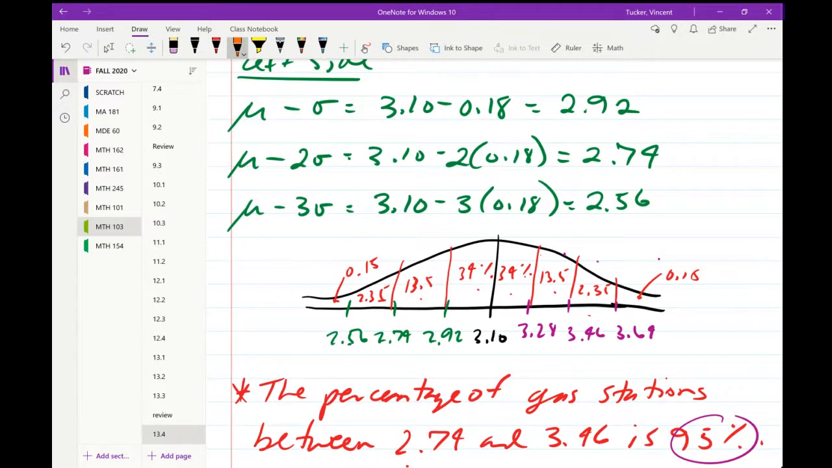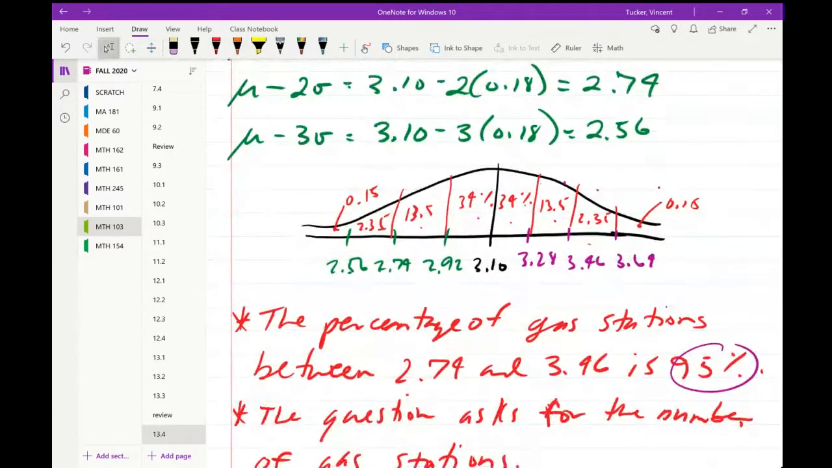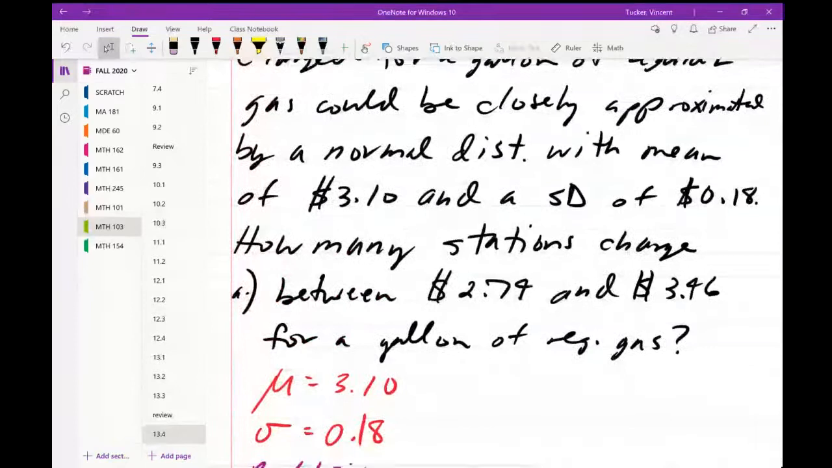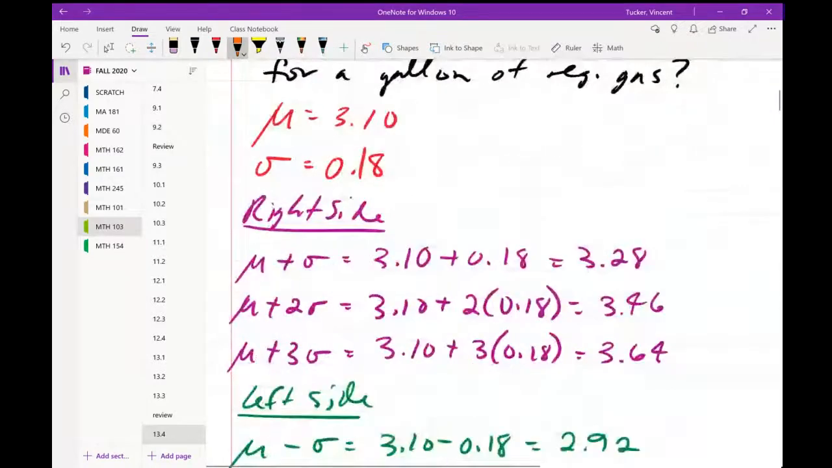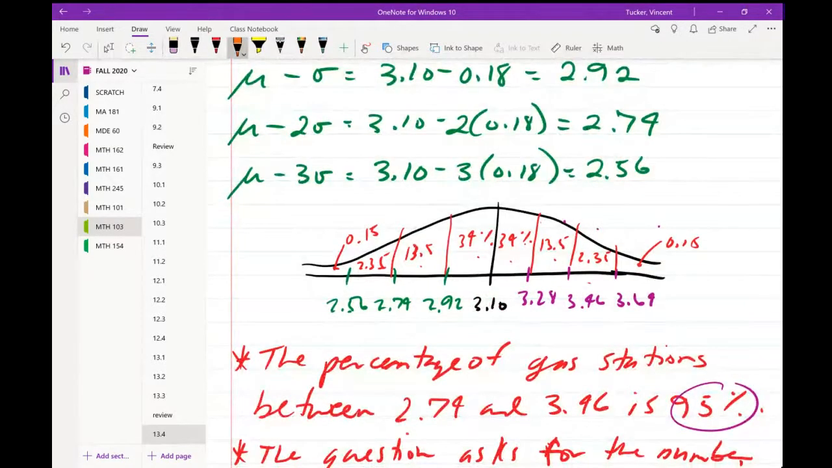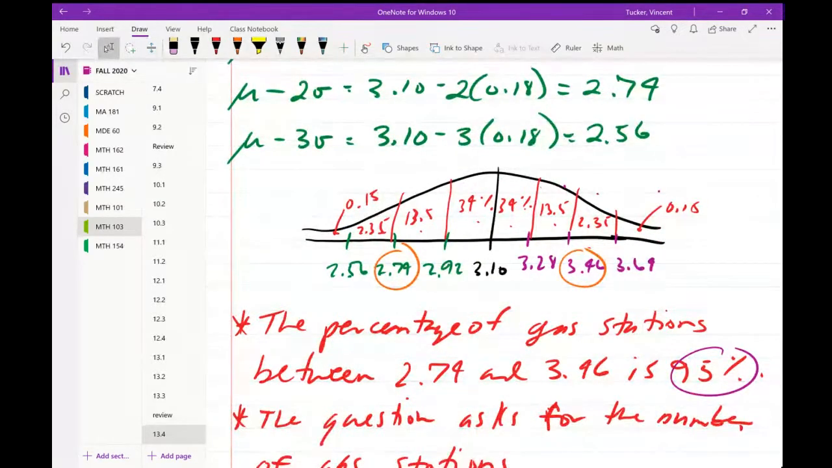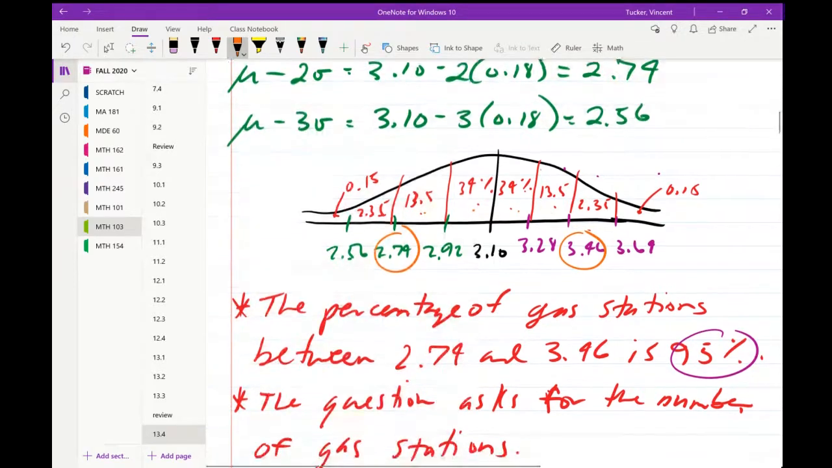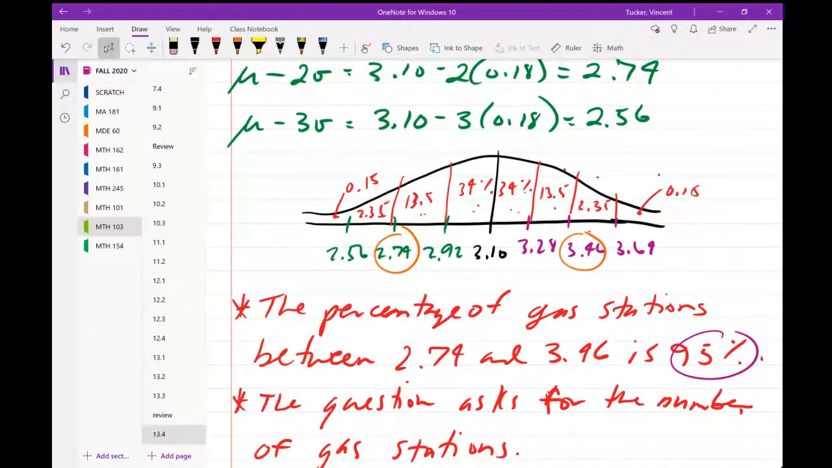All right, so going to our question, we want to know what was the percentage of gas stations, or how many gas stations charge between 2.74 and 3.46. So 2.74 is right here, 3.46 is right here. So if you add up all of your percentages between 2.74 and 3.46, you get 95%. So that's what I have here. Percentage of gas stations between 2.74 and 3.46 is 95%.